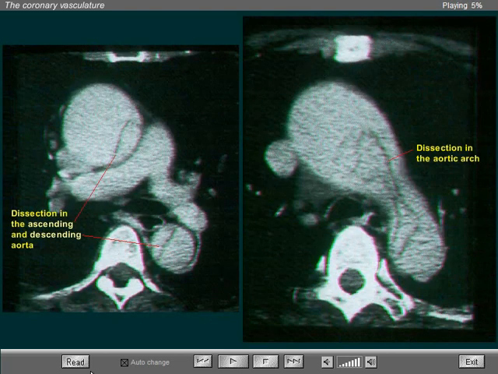These are two CT cross-sections of a patient who had a dissecting hematoma type 1. Note the enlarged aorta, and note the radiolucencies that are seen traversing the lumen of the aorta. Note on the second image that the intimal flaps extend throughout the arch of the aorta into the descending aorta.